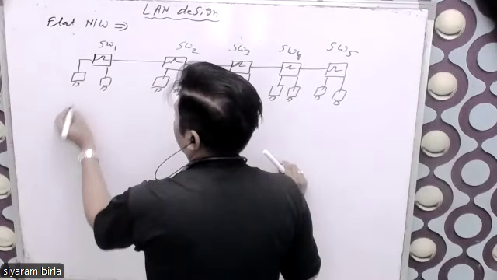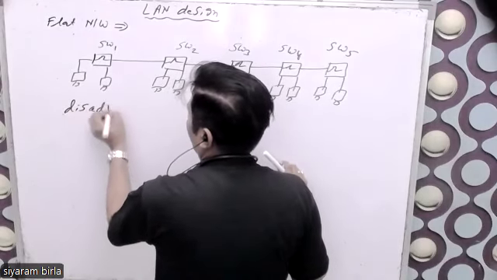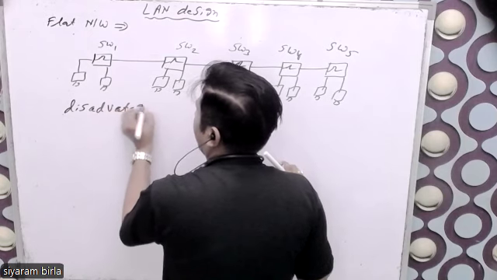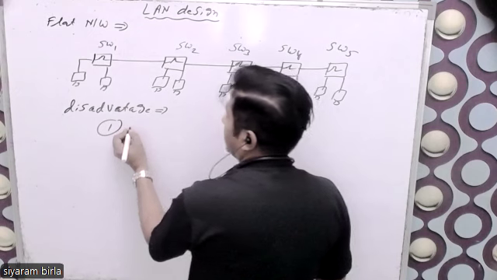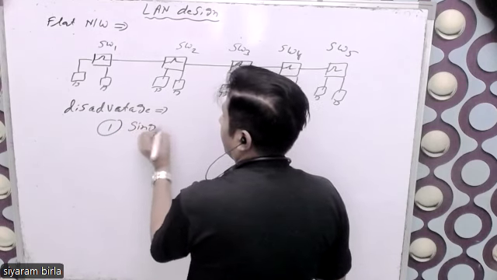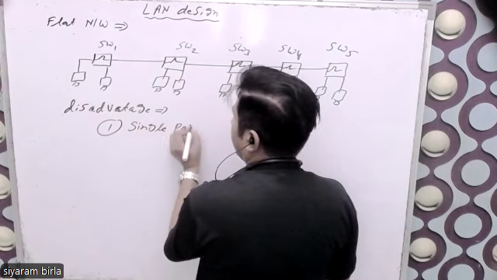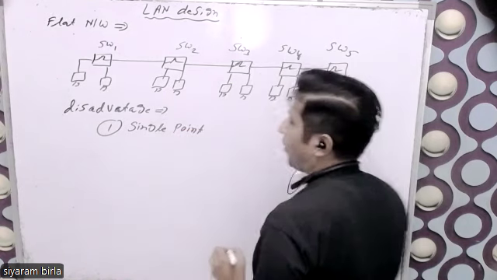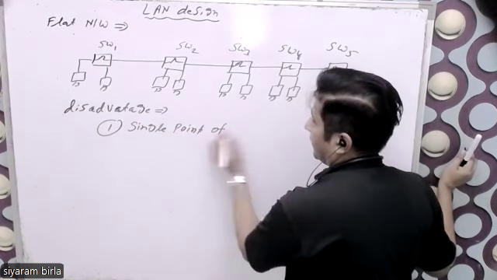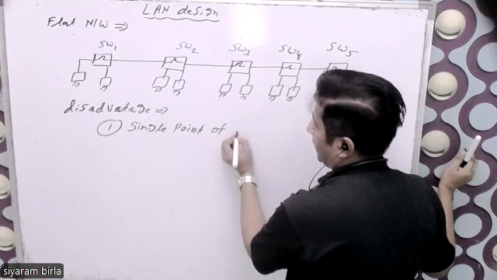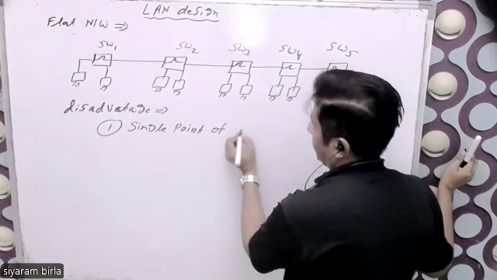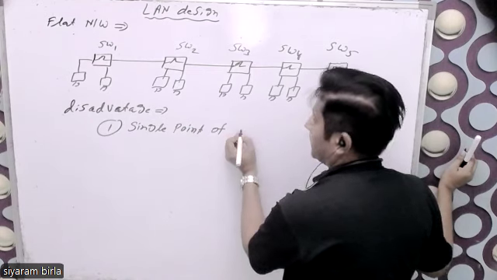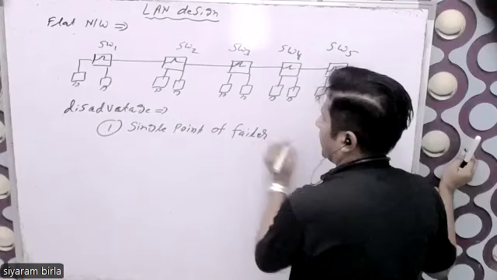So, flat network disadvantage. What is the disadvantage? The first disadvantage: single point of failure.